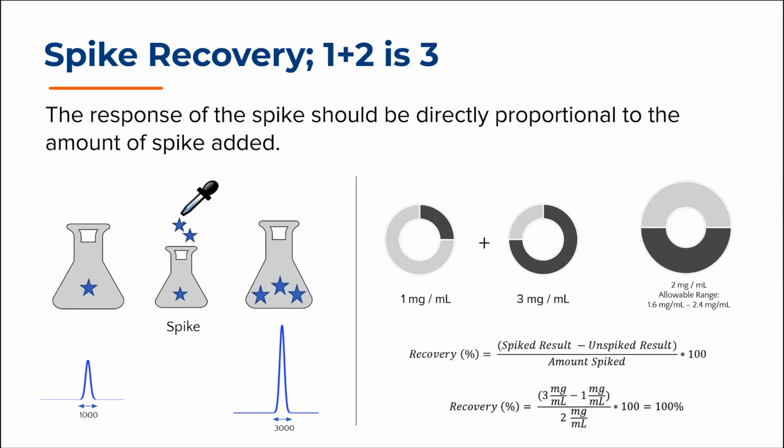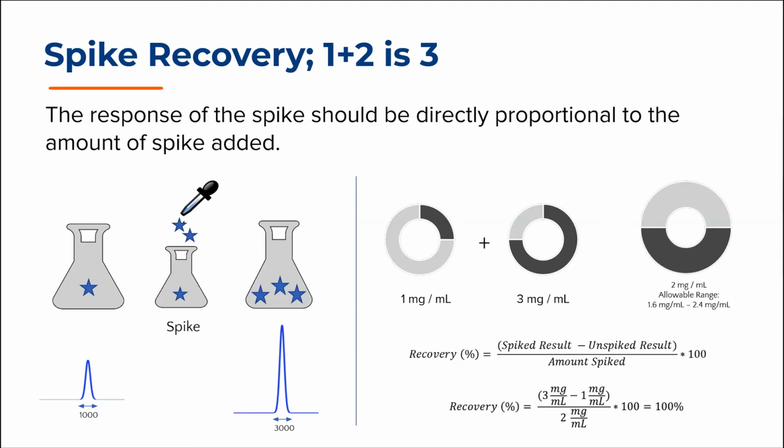In the first gauge, our sample is moved to 1 milligram per milliliter to represent the amount of analyte measured in the unspiked sample. In the second experiment, the spike sample, the gauge is moved to 3 milligram per milliliter. Taking the difference between these two results gives us a 2 milligram per milliliter gauge. This is our recovered result, which when divided by the amount spiked will give us a percent recovery. In this case, the recovery is 2 divided by 2, which is 100% recovery.